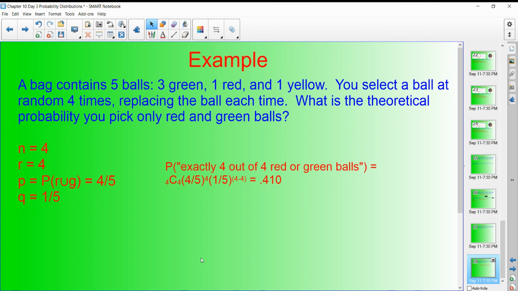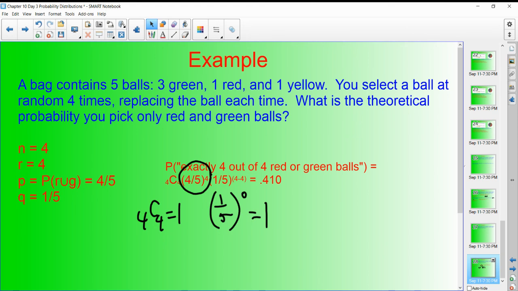Okay, so the major concept here is success is picking green or red. So there's 4 out of the 5 that are success compared to 1 out of 5 that is not successful. I want to pick all green or red. So out of the 4 trials, I want to pick all 4 to be green or red, which means I don't want to pick any of these. A nice thing about this formula is anything to the 0 power we learned becomes 1. And 4 choose 4, there's also only one way to do it. So really, this part is what my answer is, and it becomes 0.410 or about 41%.